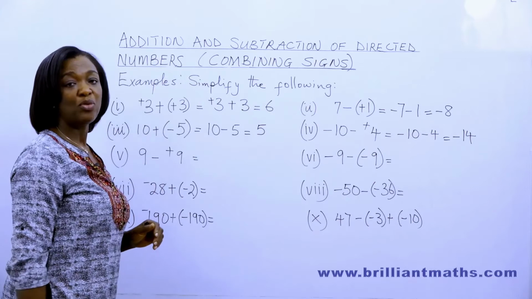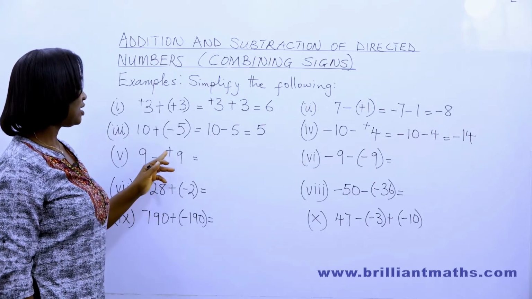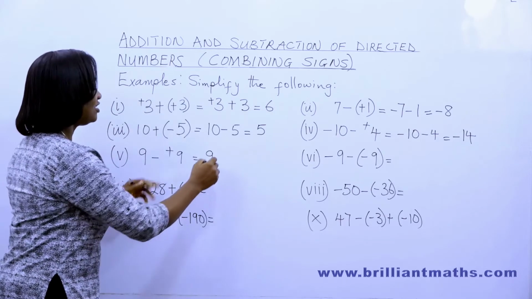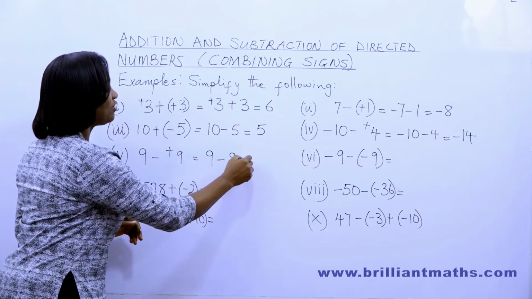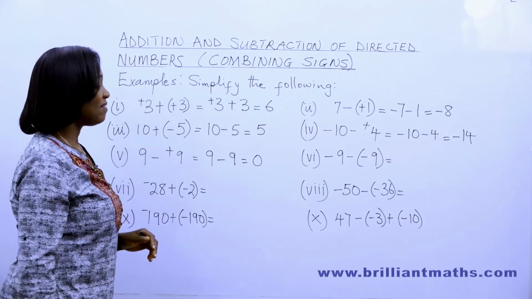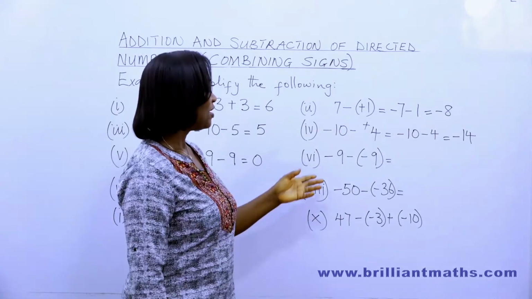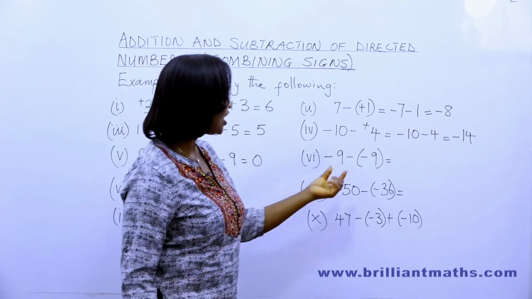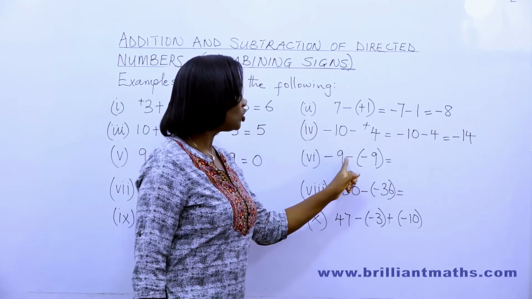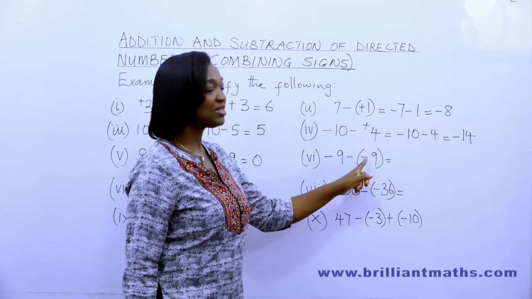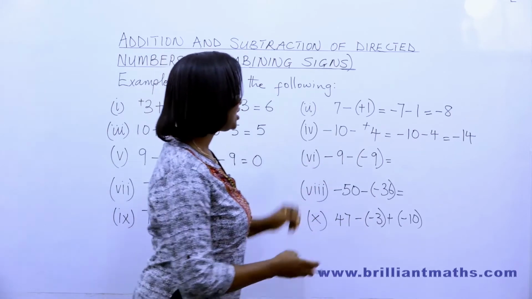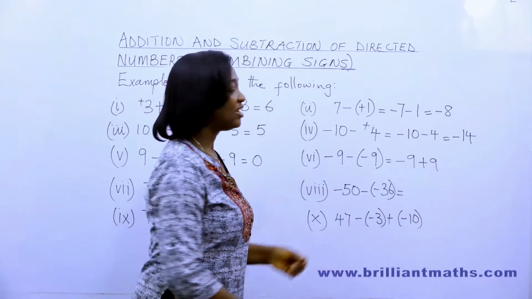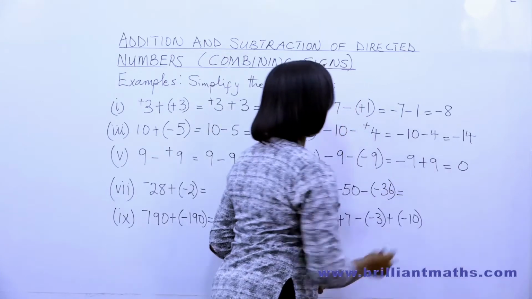In the next example, we have 9 minus plus 9. That means 9 take away 9 which will give us a 0. In the next one, minus 9 minus minus 9. We are interested in the two signs in the middle here. If you have two negative signs, minus times minus, it is positive. So this means minus 9 plus 9, and 9 take away 9 is equal to 0.